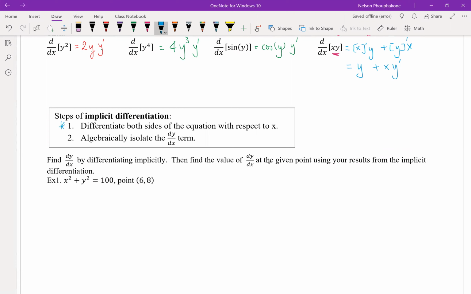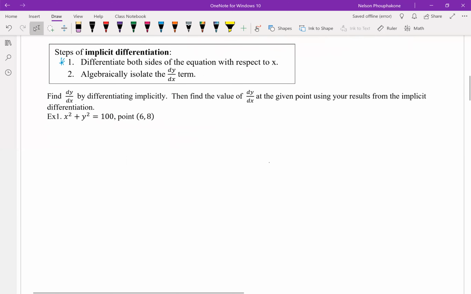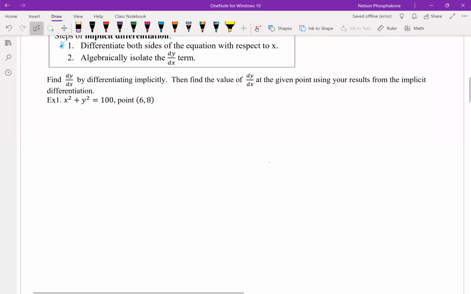And then the next step is we algebraically isolate the term dy/dx. Okay, so now let's look at our first example. In this example, I have the equation x squared plus y squared equals 100. If you remember, this equation is a circle with radius 10.